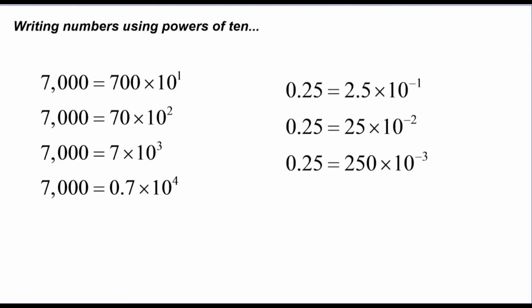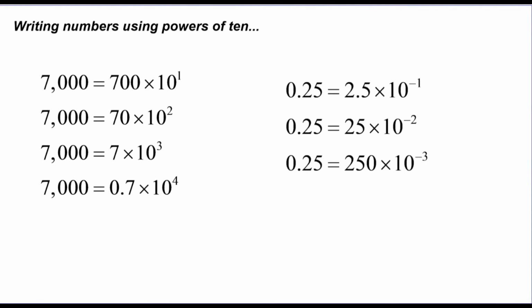So again, writing numbers using powers of 10, I'm doing the same thing now, but instead of writing out the multiple of 10, I'm writing it using exponents. So here I use the number 7,000. I can write the number 7,000 in several different ways. I can write it as 700 times 10 to the first power, or 700 times 10. I can write it as 70 times 10 to the second power, or 70 times 100. I can write it as 7 times 10 to the third power, or 7 times 1,000, or I can write it as 0.7 times 10 to the fourth power, or 0.7 times 10,000. Now I could go on and on here, but I just wanted to show a few examples.